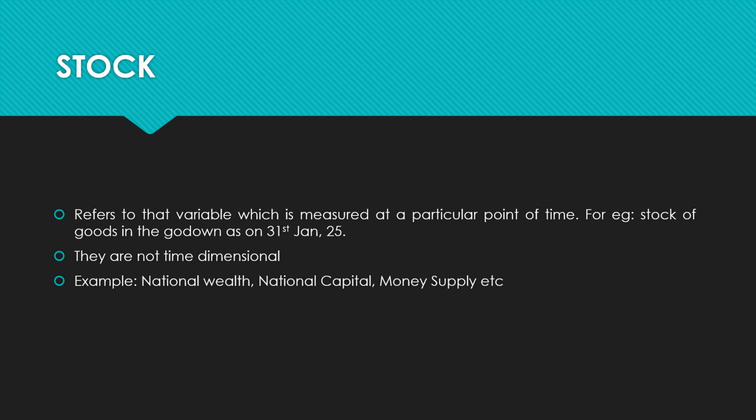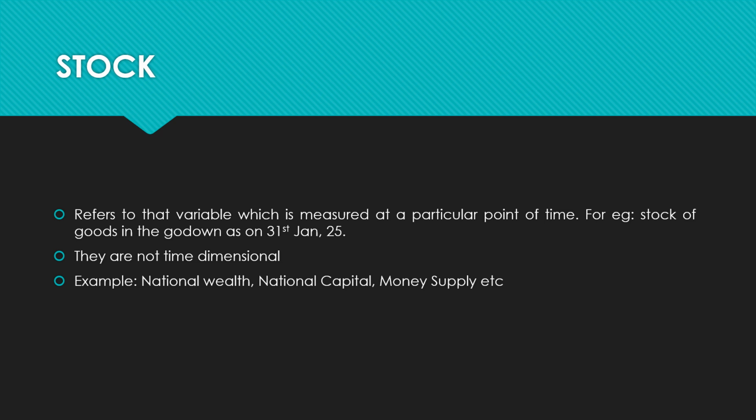First we will see what is stock. Stock refers to that variable which is measured at a particular point of time. For example, stock of goods in the godown as on 31st January 2025. As the name tells you, when something is measured at a particular point of time, then it is called stock. It is not time dimensional because no time limit is given. It is only at a particular spot we can say.